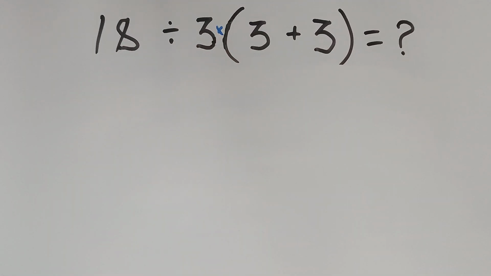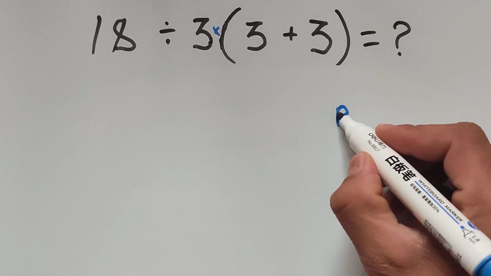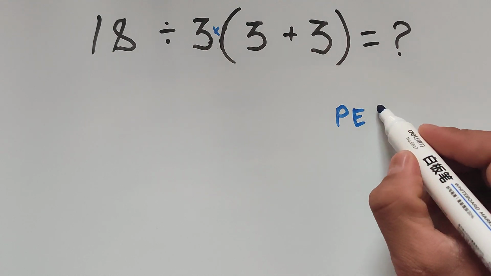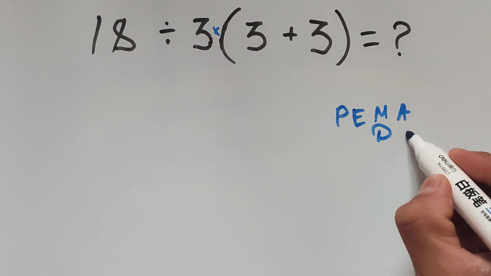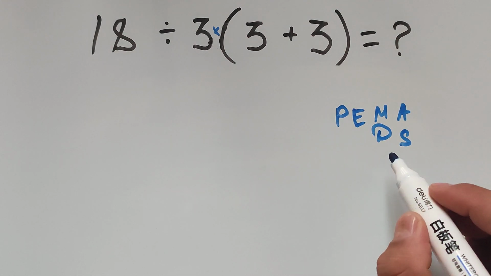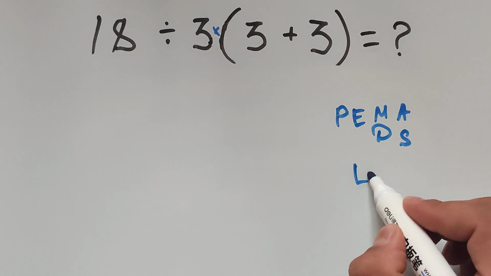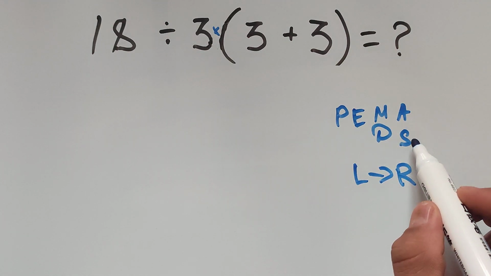Because according to the order of operations, we have to begin to work inside the parentheses, after that exponents, and then multiplication or division, and finally addition and subtraction. Multiplication and division have equal priority, that's why we have to begin to work from the left to the right. And the same rule applies for addition and subtraction.